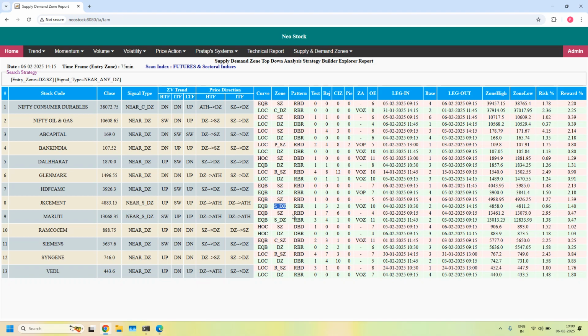JK Cement is having a high liquidity zone. Maruti is having a high liquidity zone. That's it. We have two 75 minutes high liquidity demand zones from this list.